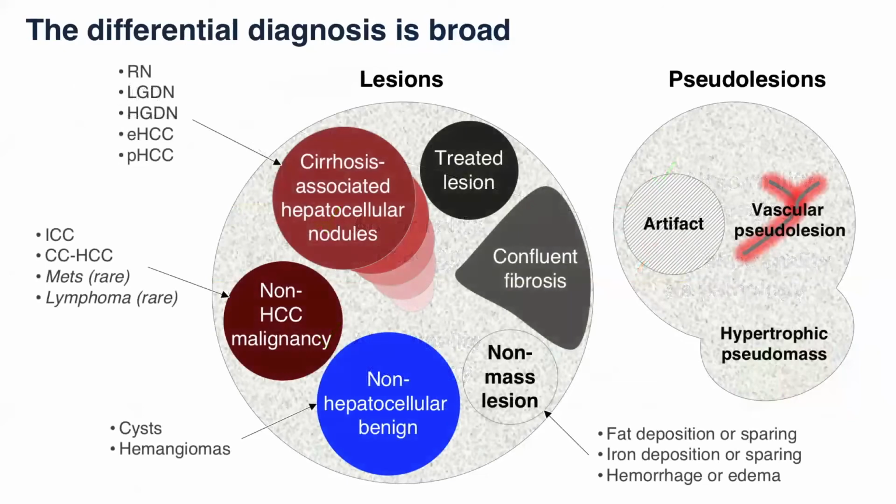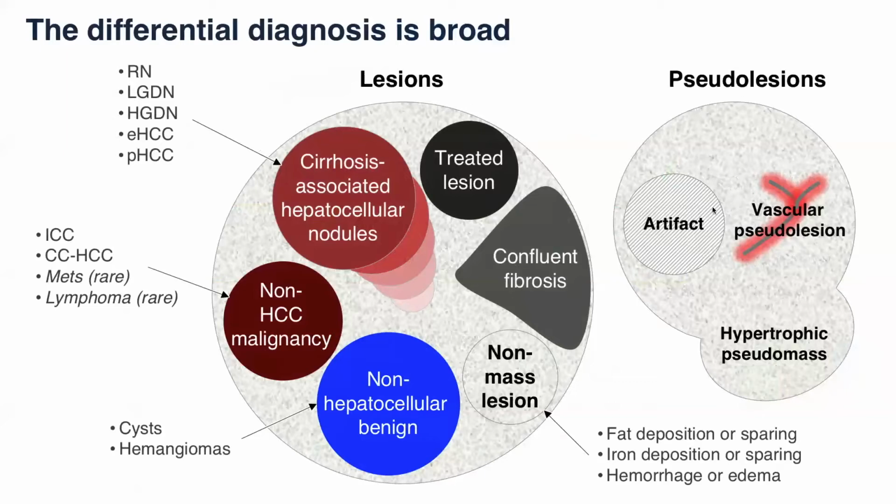Now, within the category of lesions, we have a spectrum of cirrhosis-associated hepatocellular nodules that range from regenerative nodule all the way to progressed HCC. We can have non-HCC malignancies, such as cholangiocarcinomas, combined tumors, and METs, non-hepatocellular lesions, such as cysts and hemangiomas. We can have lesions that are not masses, like fat deposition, iron deposition, edema, or hemorrhage. We can have scars, which are bundles of collagen fibers that can sometimes look like masses, but aren't. And we can have treated lesions.